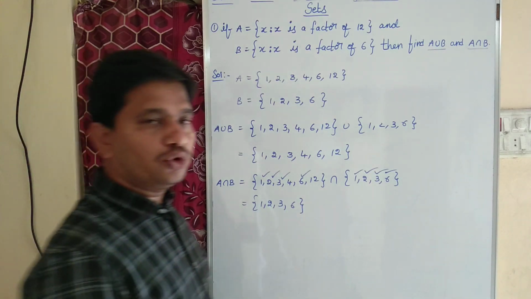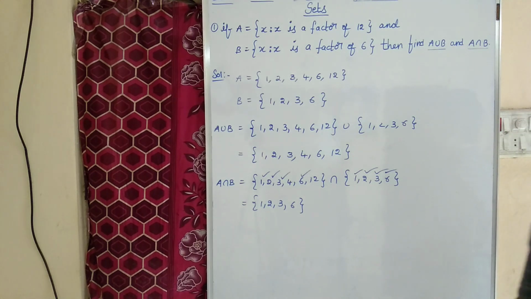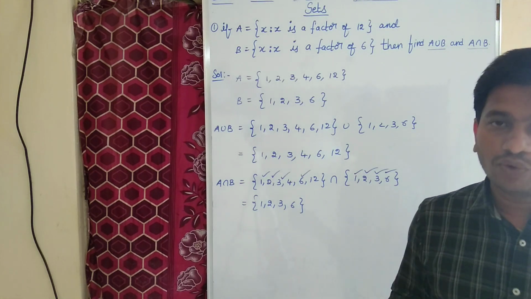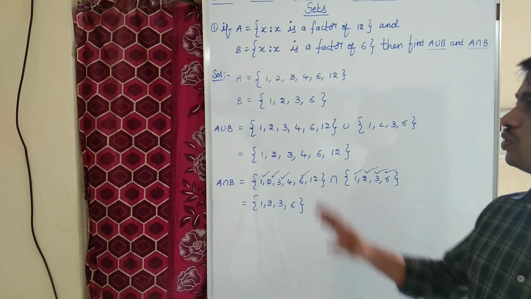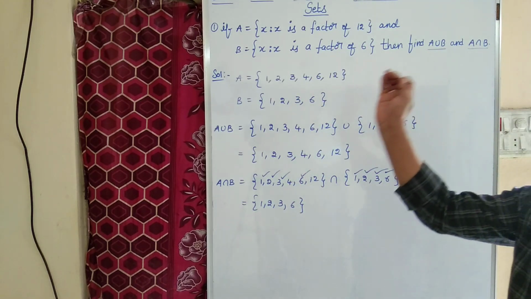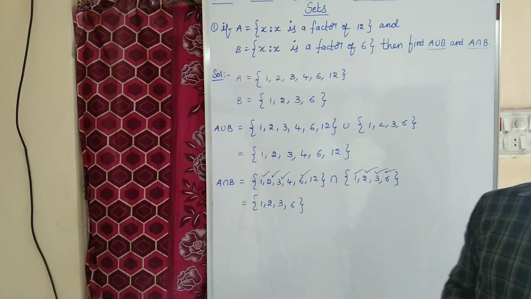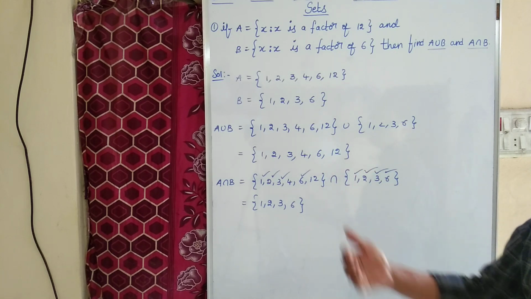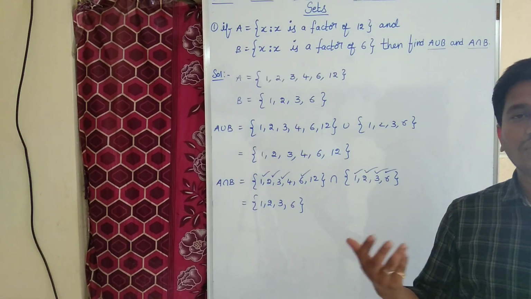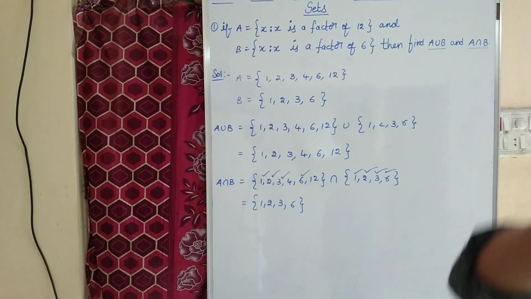Got it, children? Union means we need to write all the elements which are there in both set A and set B, whereas intersection means we need to write only the common elements. Question understood? What is set A? x such that x is a factor of 12. Factors of 12 are 1, 2, 3, 4, 6, 12. Set B is x such that x is a factor of 6. What are the factors of 6? 1, 2, 3, 6. Then we found A union B and then A intersection B.